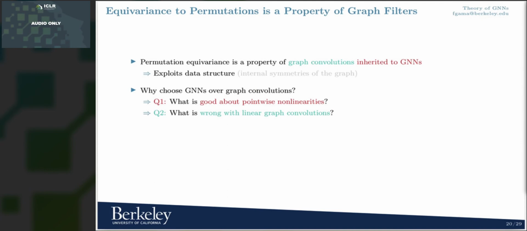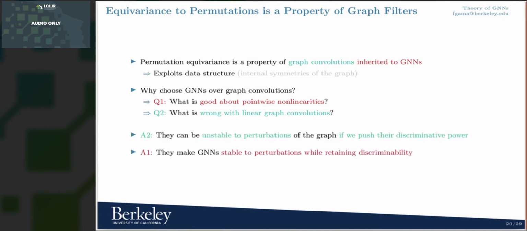Permutation equivariance is an important property because it allows GNNs to exploit the graph structure and generalize better. And while real graphs don't usually exhibit perfect symmetries, they might still have substructures that are close to permutations, as we will see shortly. Now, the thing is that permutation equivariance is a property of graph convolutions inherited by GNNs. Then why bother adding pointwise nonlinearities to create GNNs? Or, more concretely, what is good about pointwise nonlinearities, and similarly, what is wrong with just linear graph convolutions?